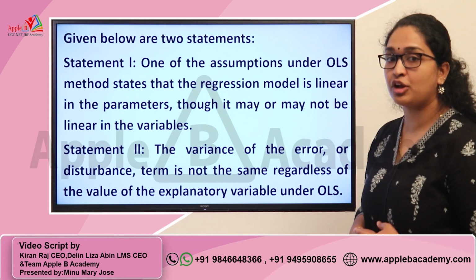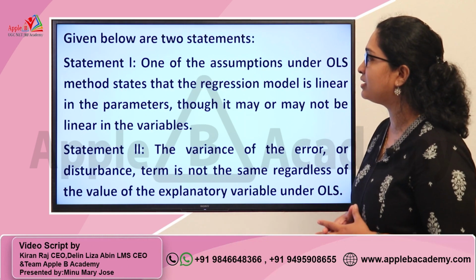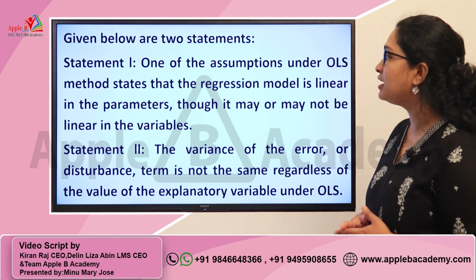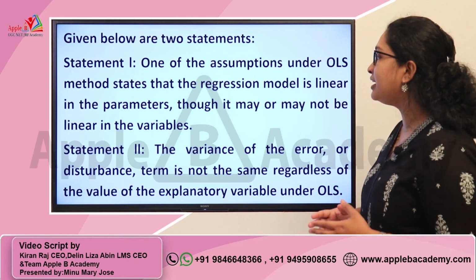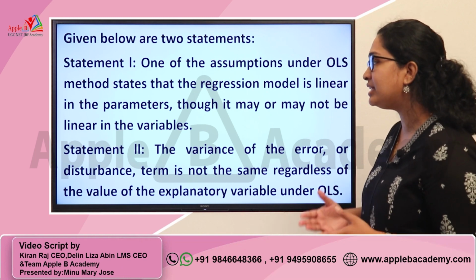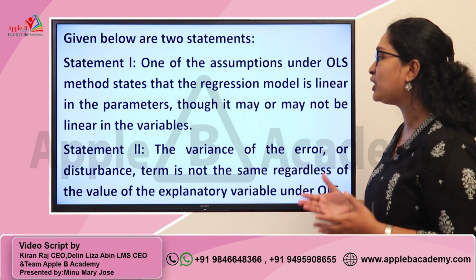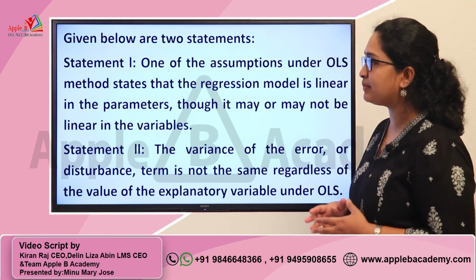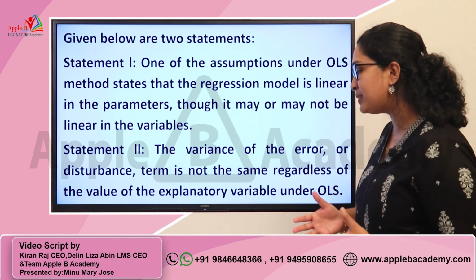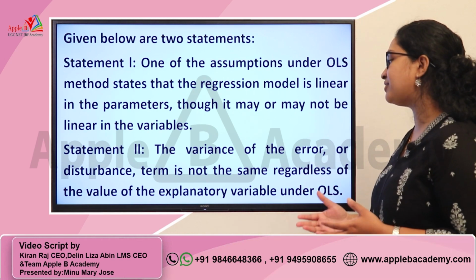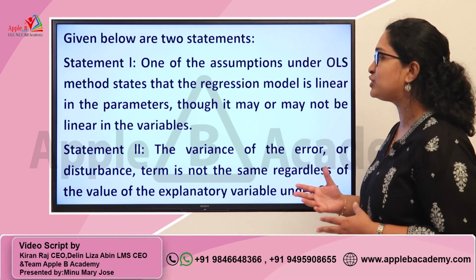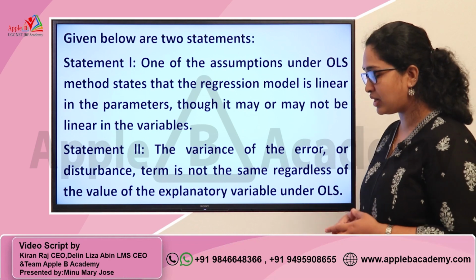Again, the next question is from econometrics. As you can see, given below are two statements. Statement 1 is, one of the assumptions under OLS, the ordinary least squares method, states that the regression model is linear in parameters, though it may or may not be linear in variables. That was the first statement. The second statement is, the variance of the error or the disturbance term is not the same regardless of the value of the explanatory variables under OLS, or ordinary least squares. So, which one of the following statements are correct? Statement 1 or statement 2?